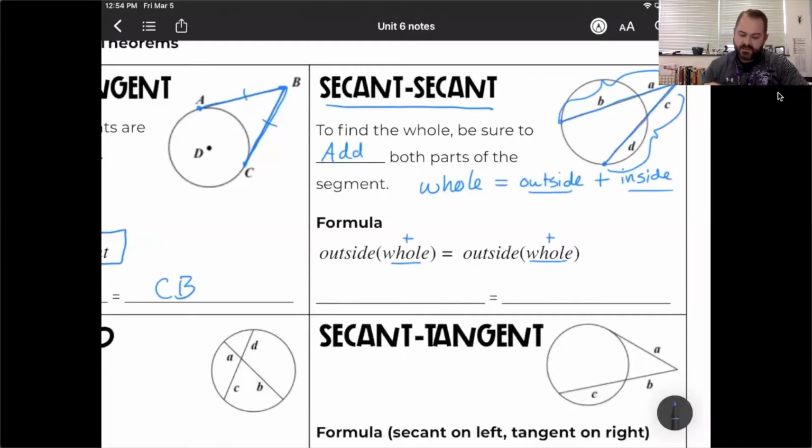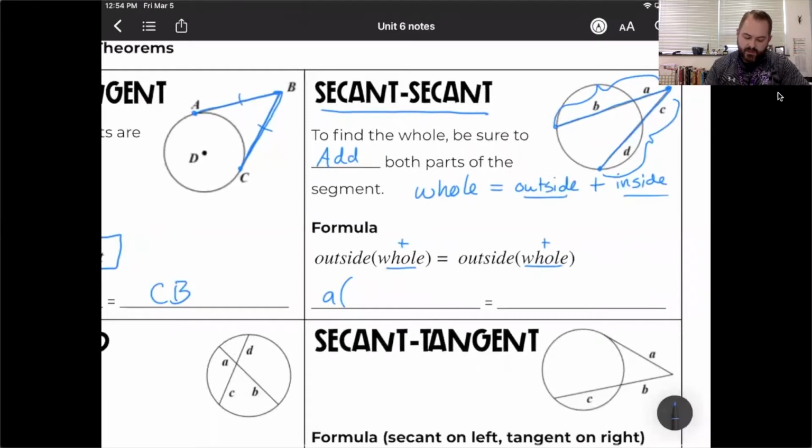So in that case, let's pick the top of these two secant segments. The outside is part A times the whole amount would be A plus B, outside plus inside. That product has to be equal to the parts of the other segment. So the outside part is C times the whole thing would be the outside plus the inside, D. That one's a little more complicated to work with, but it'll make sense when we do some practice problems.